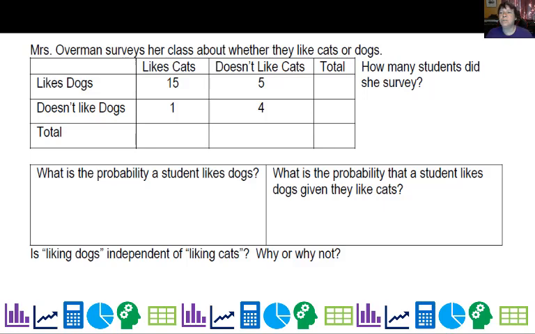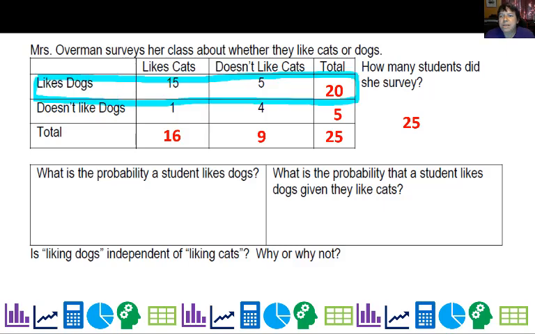How many students did I survey? Well, I'm going to total up the number that like dogs and don't like dogs. So that would tell me 25, right? Let's do the ones that like cats, 16, and the ones that don't like cats. Oh, yeah, it's definitely 25 that I surveyed. So what is the probability that one of these students likes dogs? Well, that would be this whole group of students right here, those 20. So the probability of a student liking dogs is 20 out of the total, 25. So it's 0.80 or 80%.